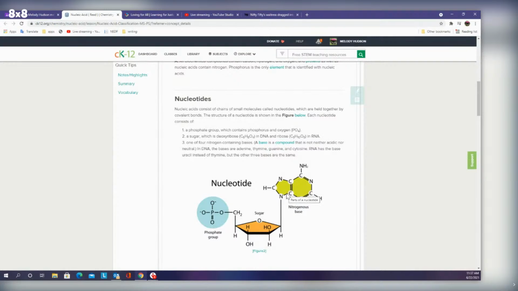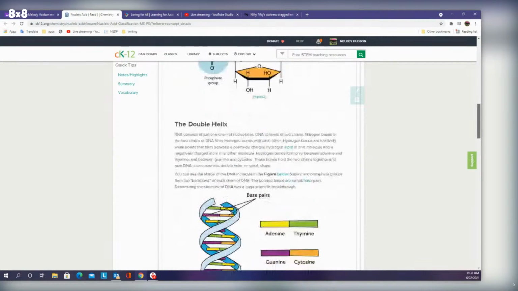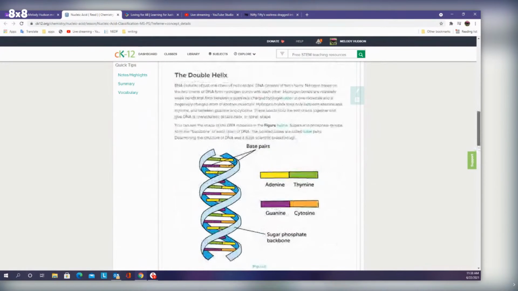And these are adenine, thymine, guanine, cytosine, right? Except when you have RNA, you don't have thymine. You'll have uracil combined with the other 3 bases. Double helix, this is our shape. Remember, the RNA is not a double helix, it is just one chain. The DNA has 2 chains, and nitrogen bases on the 2 chains of DNA form together, right?